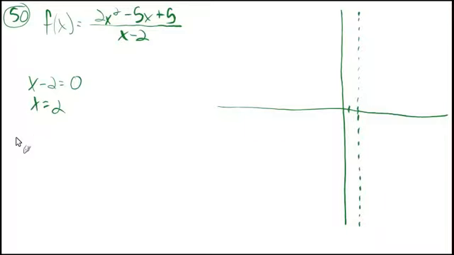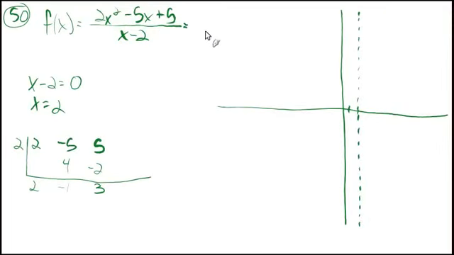So actually, we had just done that. If I divide x minus 2 into 2x squared minus 5x plus 5, this is a 2, 4, negative 1, negative 2, and a 3. Okay, so this turns out to be the same as 2x minus 1 plus 3 over x minus 2.